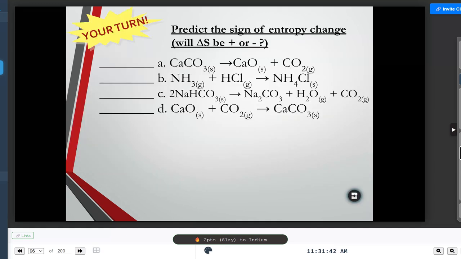All right. So I want you to predict the sign of the entropy change. Will your delta S be positive or negative for these 4 examples? I'm going to let you have a turn and talk and discuss these questions, and then we'll call on you.